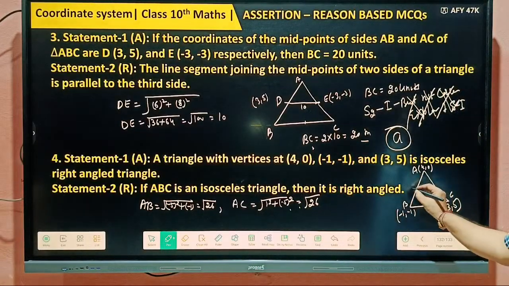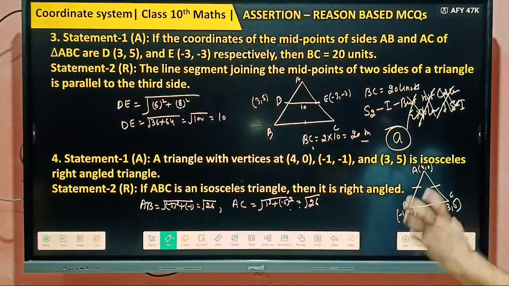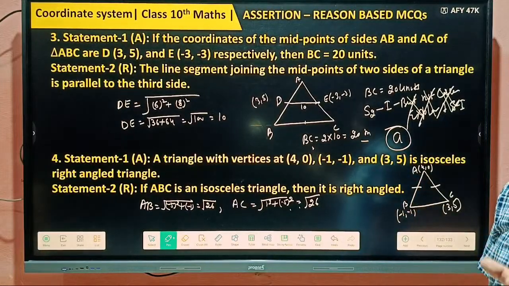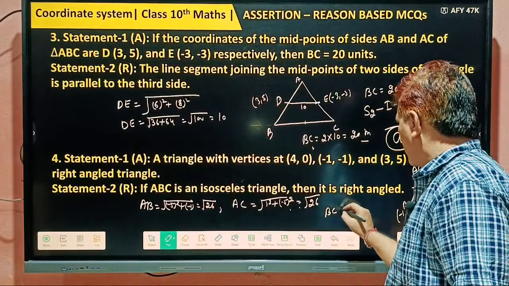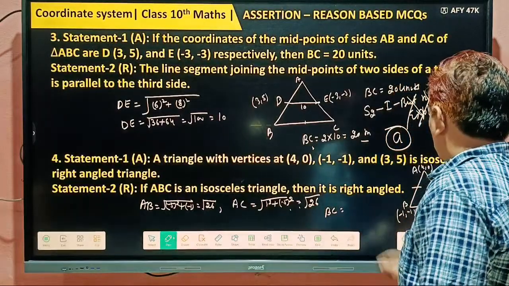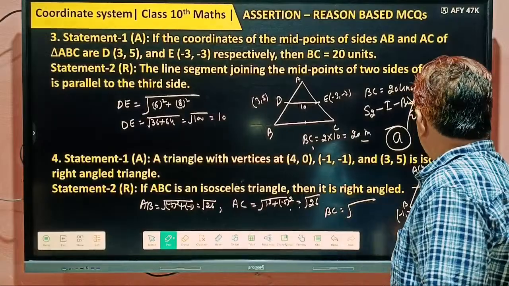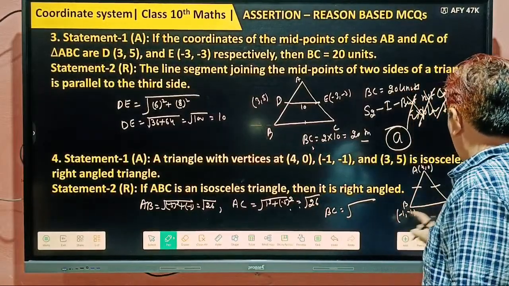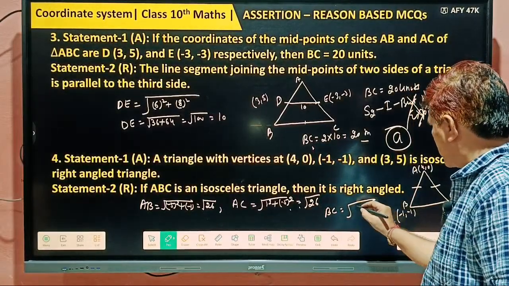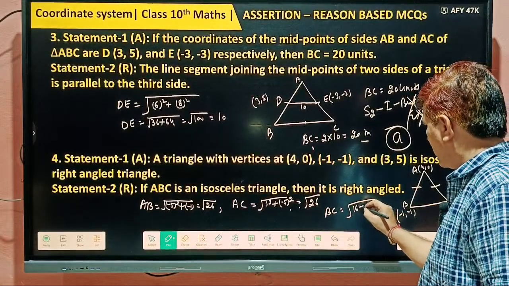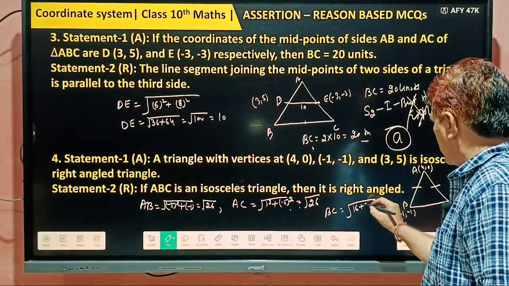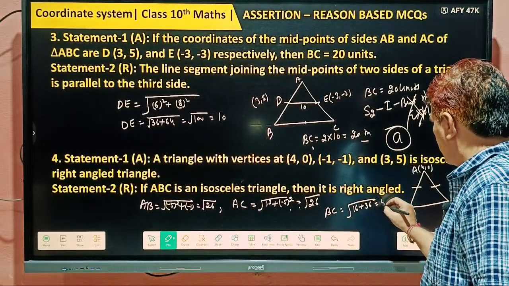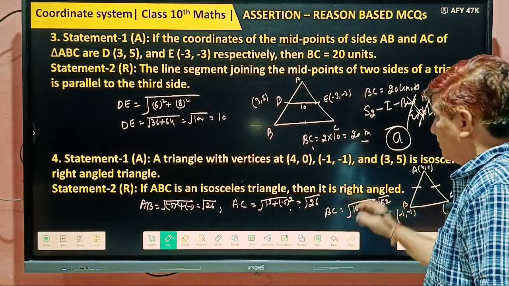Understood? It means this side is equal to this side, so definitely this is an isosceles triangle. Now find out BC. BC is equal to what? Under the root, (3 plus 1) is 4, 4 square is 16, plus (5 plus 1) is 6, 36, which is equal to 52 under the root.